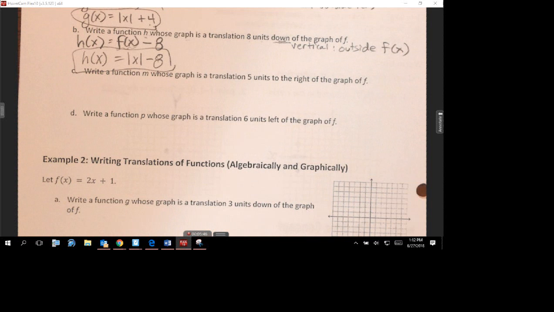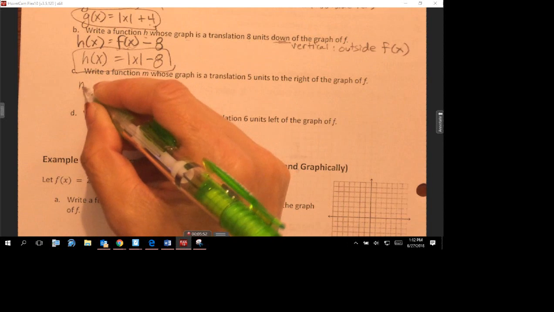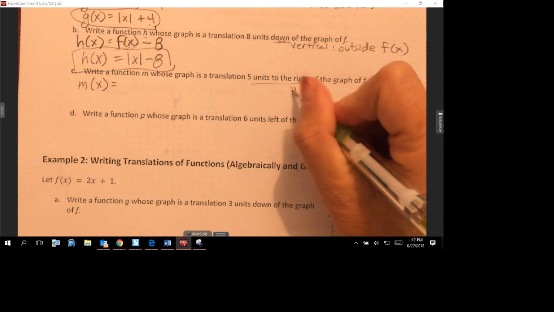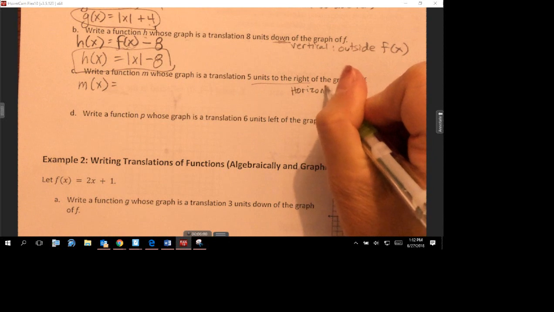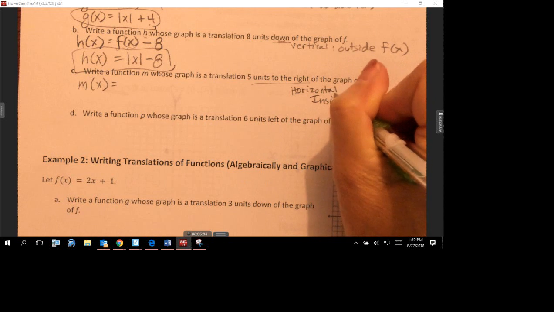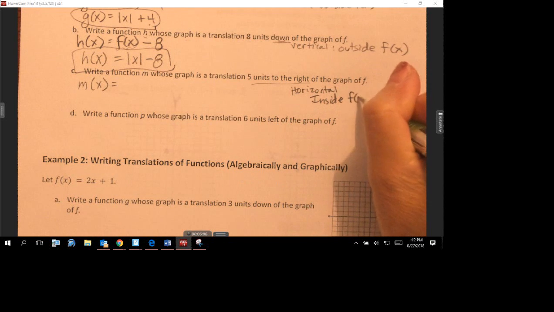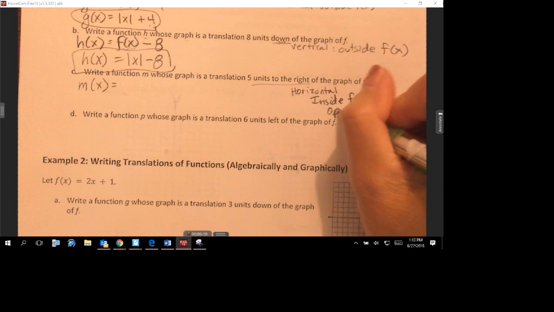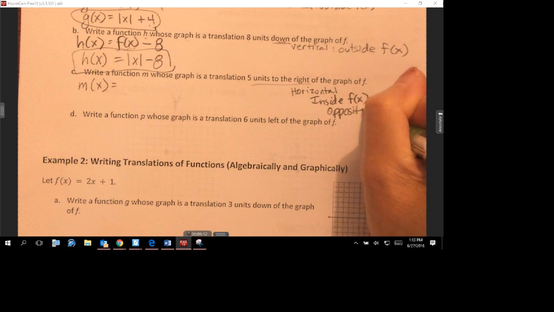C, write a function m whose graph is a translation 5 units to the right of the graph of f. So the name of the function is m of x. And we have to do 5 units to the right. Well, right is horizontal. Horizontal goes inside. And horizontal is always the opposite operation.